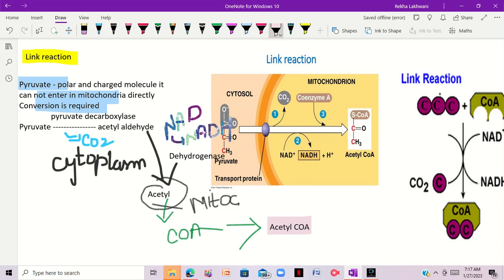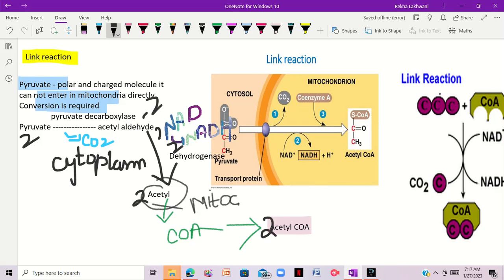So basically the first two steps happen in the cytoplasm. As I said, pyruvate is a charged molecule, so it can't directly enter the mitochondria, as shown over here. So it must be converted into acetyl in the cytoplasm. There are two molecules of pyruvate, so two molecules of acetaldehyde, two NADH, as NAD will be converted to NADH, and two acetyl. So there will be two molecules of acetyl coenzyme A.